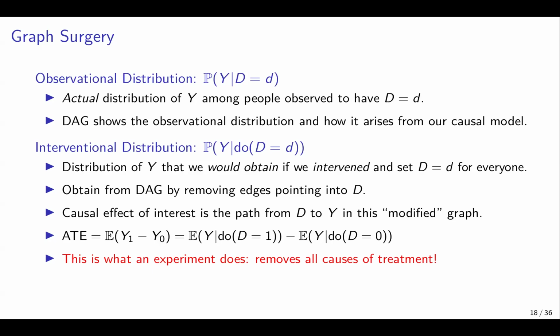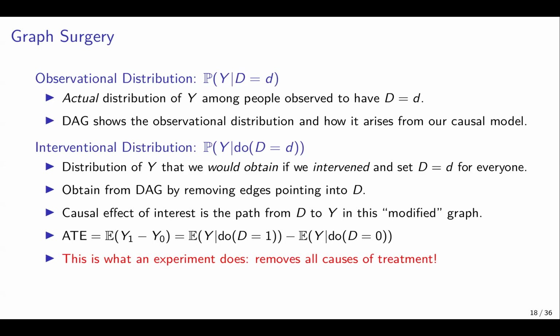What a DAG shows is the observational distribution and the way that it arises from our causal model. There is another distribution, however, and this one is new. This one uses what is called the do operator. This is called the interventional distribution. This is the distribution of Y that we would obtain, notice the counterfactual, if we could intervene and set D equal to little d for everyone.